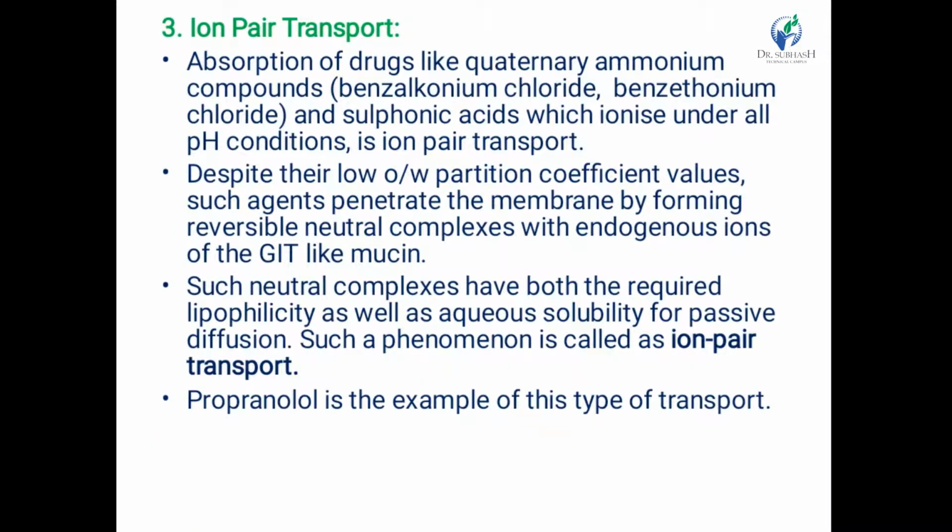Next is ion pair transport, in which the absorption of drugs like quaternary ammonium compounds and sulfonic acids, which ionize under all pH conditions, occurs. So the drugs which ionize can diffuse through this process. Despite their lower oil-water partition coefficient values, such agents penetrate the membrane by forming reversible neutral complexes with endogenous ions of the GIT like mucin.